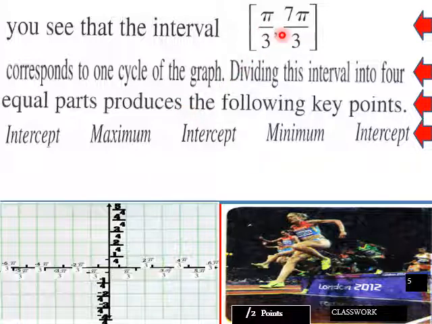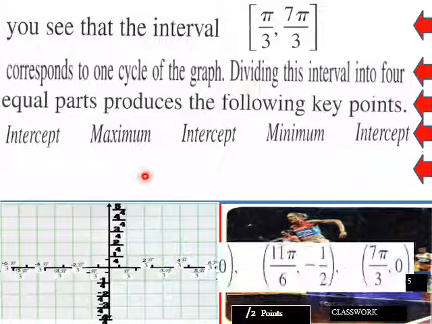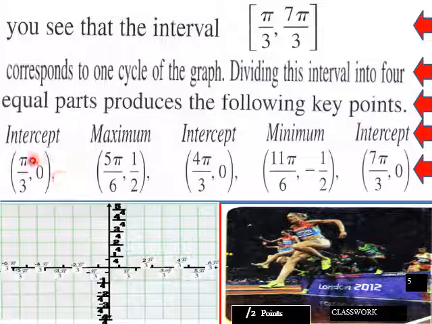So now that we know the length of an interval, we can divide that into 4s, and we get pi over 3, 0. Then 5 pi over 6 will be 1/2, 4 pi over 3 will be back to 0, and then 11 pi over 6 will be negative 1/2, and then 7 pi over 3 will be back to 0 again. So that would be the way you would divvy that up.